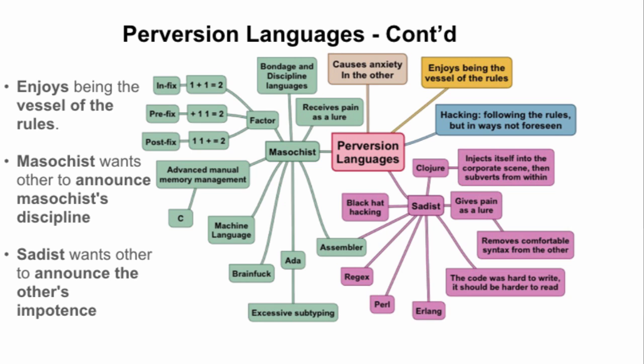Then you've got Ada, which is one of the languages I cut my teeth on. I believe it has excessive subtyping. You have the subtype to integer in order to add two things together. I thought it was crazy, so definitely masochist to me, or bondage and discipline language. Now let's talk about the sadists, all right?